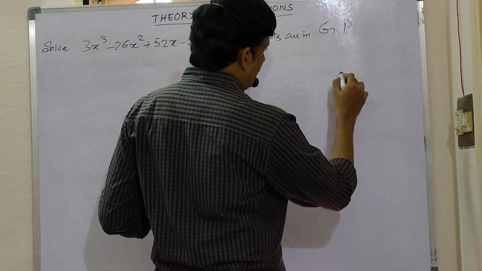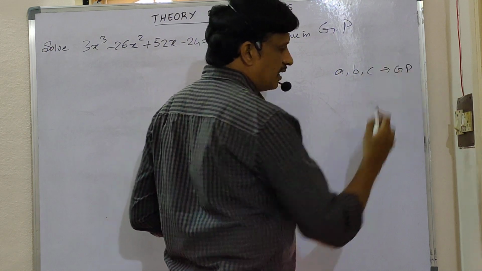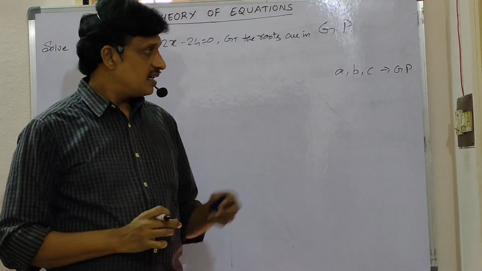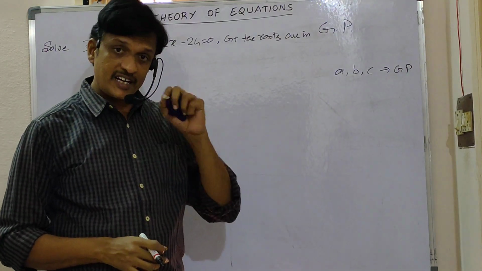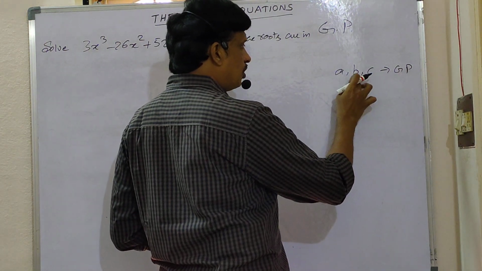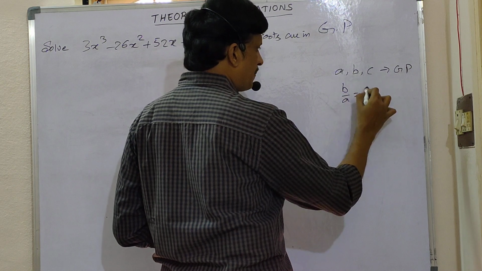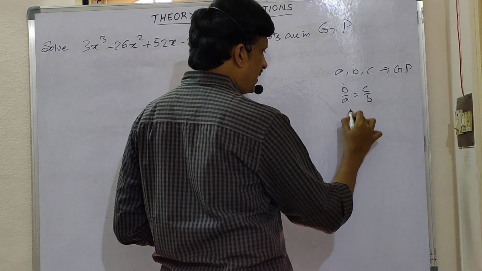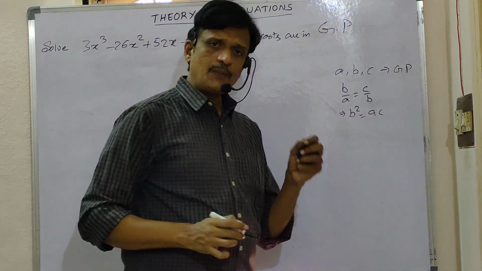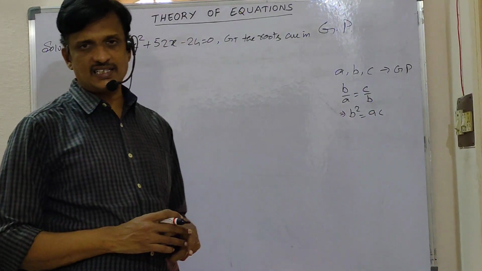Here, suppose A, B, C are three terms which are given in geometric progression. Arithmetic progression means common difference is there. In a geometric progression, common ratio is there. That means ratio of these two is equal to ratio of these two. That means B by A is equal to C by B. Cross multiplication gives B square is equal to AC. So if you suppose that the roots are A, B, C, then you have to apply B square equal to AC condition.